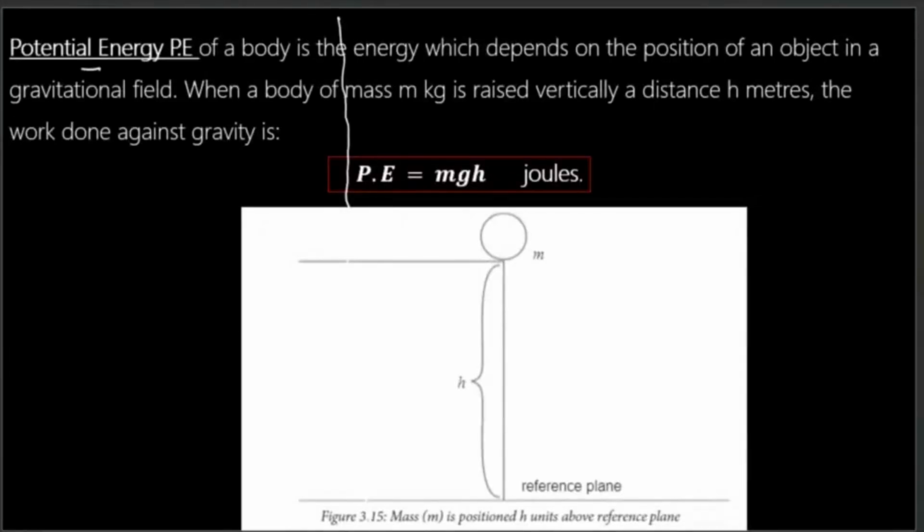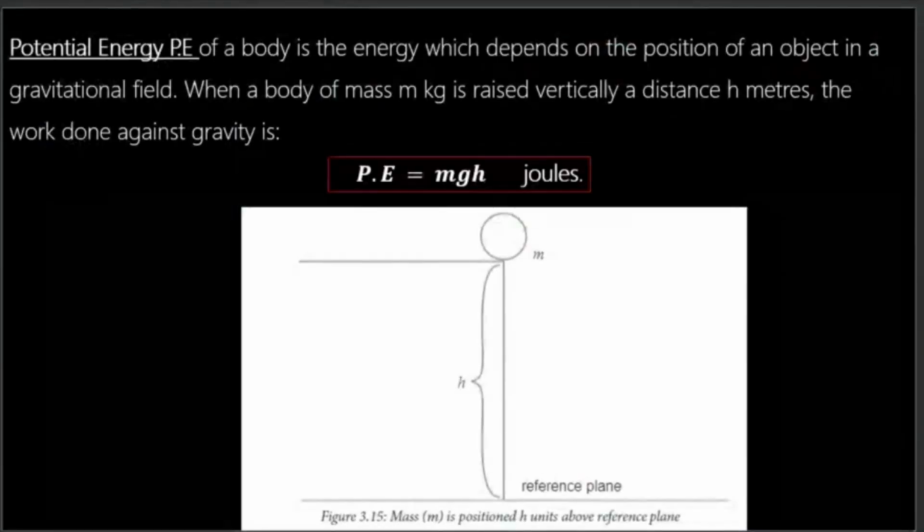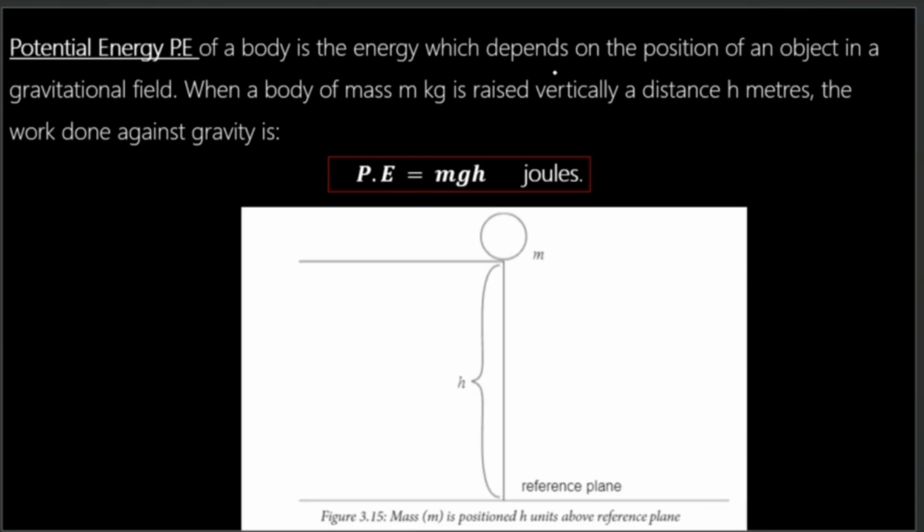And then with the potential energy, there is the energy which depends on the position of an object, and it's an energy that an object possesses at a state of rest. That is potential energy. Okay, so potential energy is mgh, m being the mass, and then we have g, which is the gravity, and then the h, which represents the height. So the potential energy of a body is the energy which depends on the position of an object in a gravitational field.